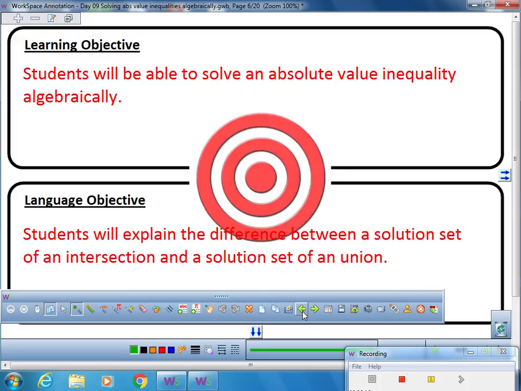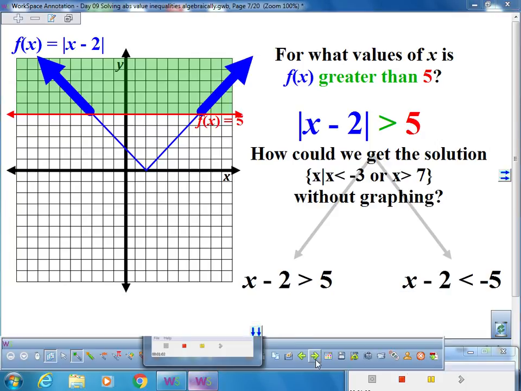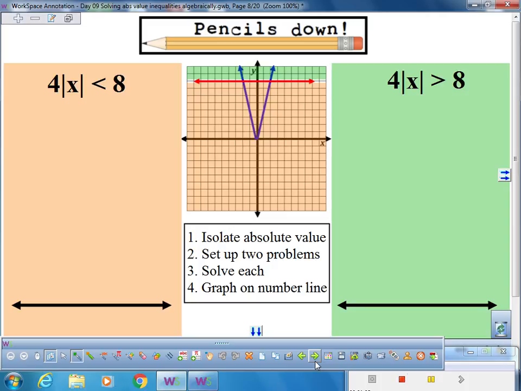Okay, so here's our objective today. Students will be able to solve an absolute value inequality algebraically. So yesterday we did it graphically, right? And now we're going to do it algebraically. Same exact problem. I don't think we need any of this. Let's just get to it.